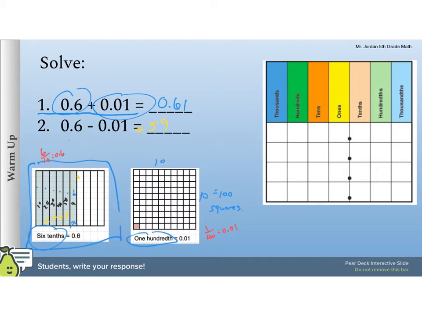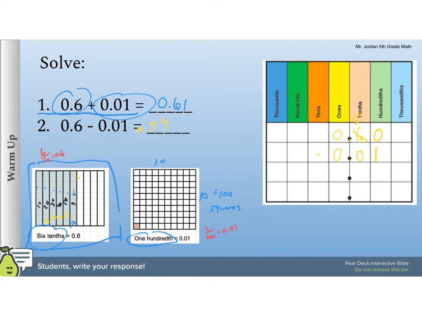In order to show that on here, we have 0.6 subtract 0.01. So this is the place value grid I'm using. You can't take 1 subtract nothing, so I'm going to have to add a 0 here to see. Now 0 subtract 1, I can't do that. I'm going to have to borrow from the tenths place.